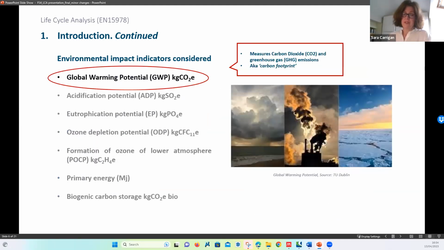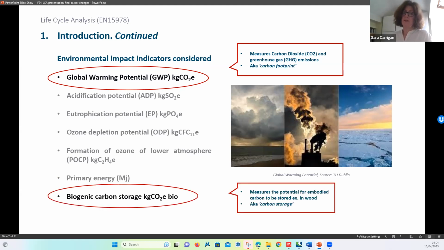There are a lot of indicators used to assess environmental impacts, and the standard provides for 6 of these. In this presentation, I will focus on global warming potential, also known as the carbon footprint, and it measures carbon emissions. I will also look at biogenic carbon storage, which measures the potential for embodied carbon to be stored in materials.